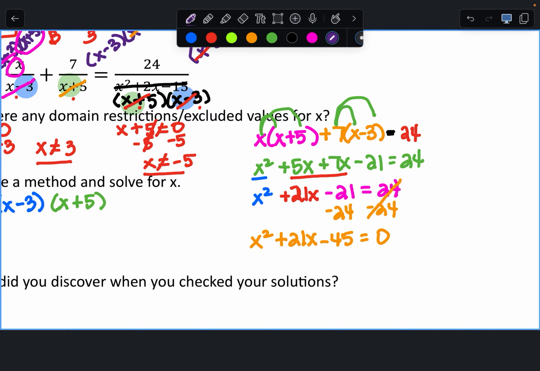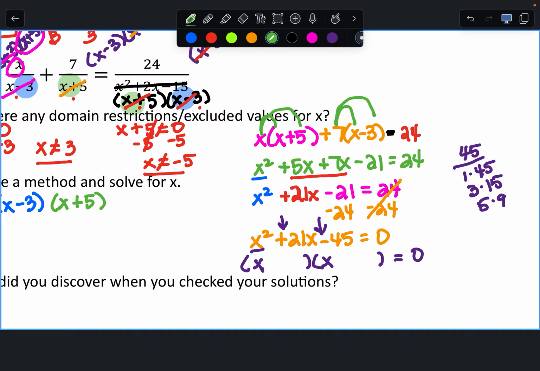So now here comes the fun part of factoring. Break up your x's. Factors of 45, there's a few of them. There are 1 and 45, 3 and 15, and 5 and 9. But we want them to subtract and give you a positive 21. So the ones that you can subtract, I wrote 21 and it's 12.